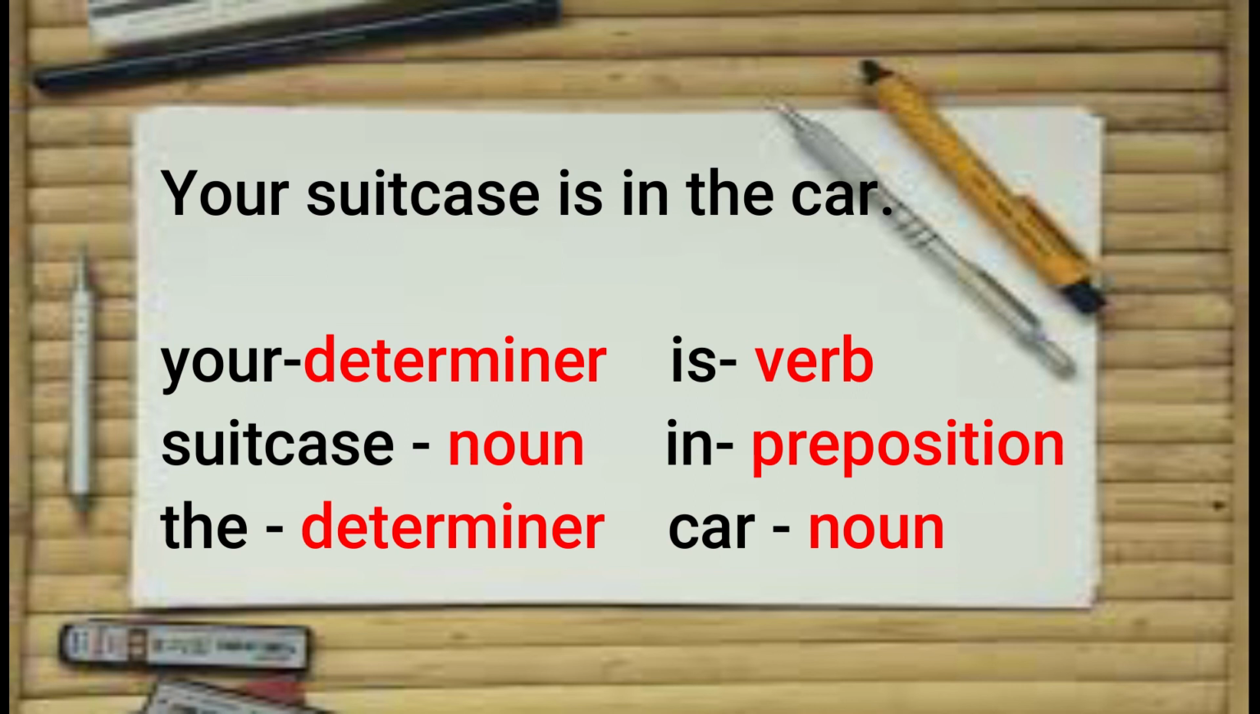In denotes the location of the suitcase. Thus, it is a preposition. The is an article which is one among determiners. The last word is car, and as you know, it's the name of a thing. Thus, it's a noun again.